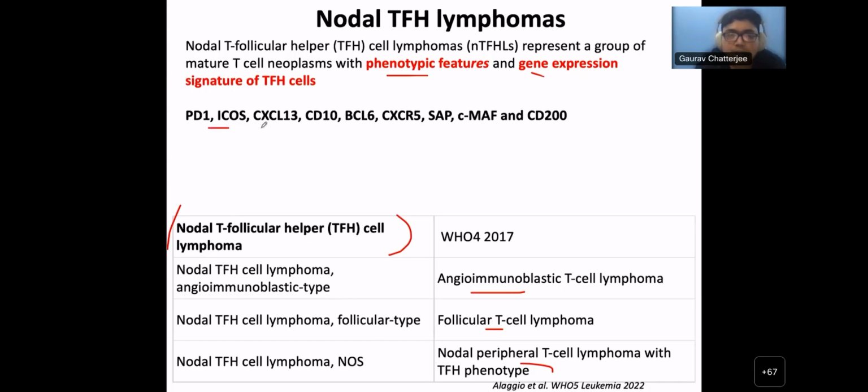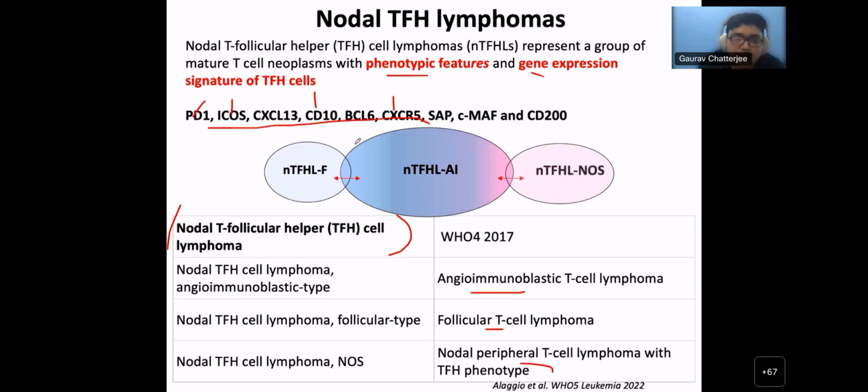And these are some of the markers of this group, the TFH group. And usually the diagnosis requires at least two markers. So in our case, TOX was there. In our case, PD1 was very bright. ICOS was there. CXCR5 was there. So definitely our case fits the definition of a TFH lymphoma. So therefore, this is a case of TFH lymphoma.